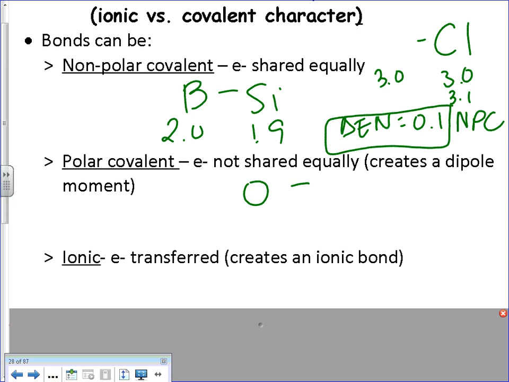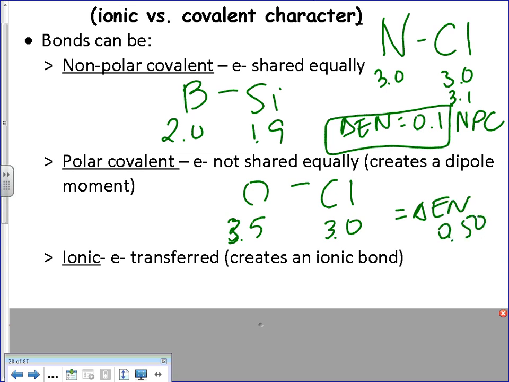I don't want to mislead you. Oxygen's a 3.5. I just can't see that very well. Okay, so oxygen and chlorine. On your paper it says 3.5 for oxygen and a 3.0 for chlorine, yeah? So that difference is 0.5, which is the interval that's between non-polar and ionic. So we're in good shape here. So where do I draw a dipole moment here? Pointing towards oxygen, hash mark on chlorine.